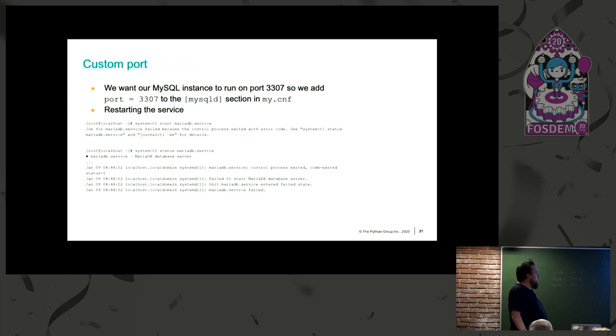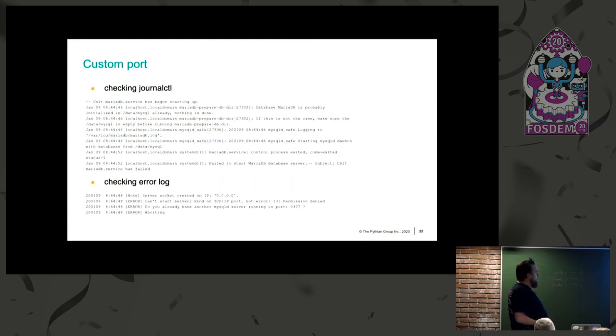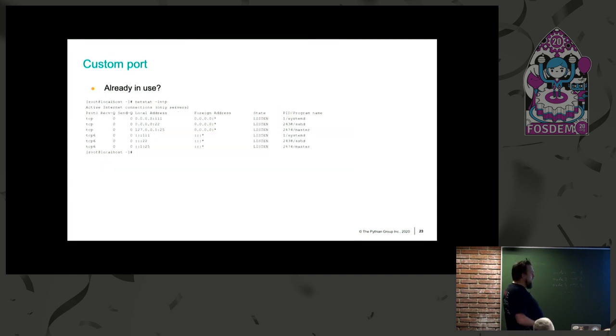Another thing is custom ports. We had a running MySQL instance and we just wanted to change this port from 3306 to 3307. So we added port=3307 to the mysqld section of the config, restarted, and boom, it didn't start. Why didn't it start? You check journalctl, it says it has a failure, but it doesn't say why. The error log says permission denied. Do you have another process running on that port? No, we don't.